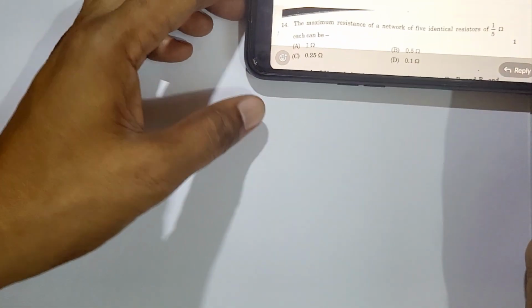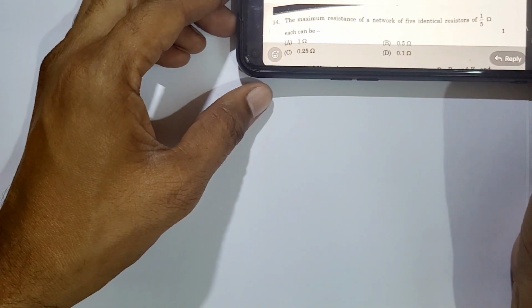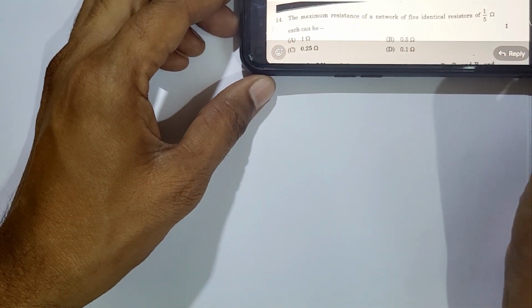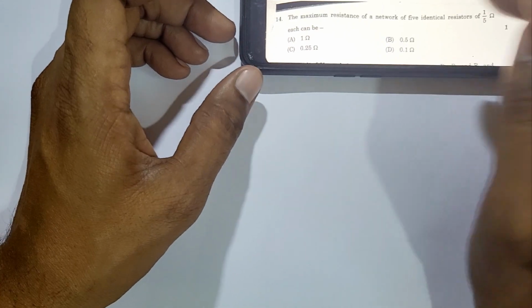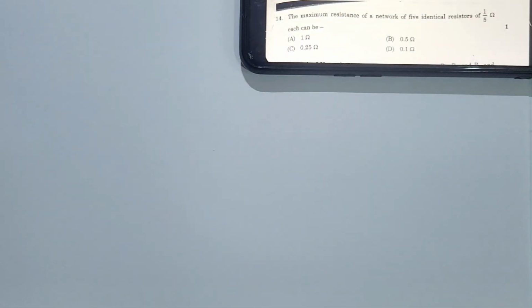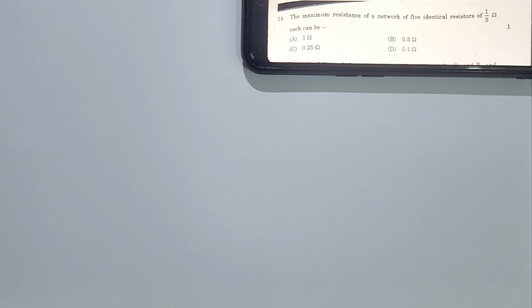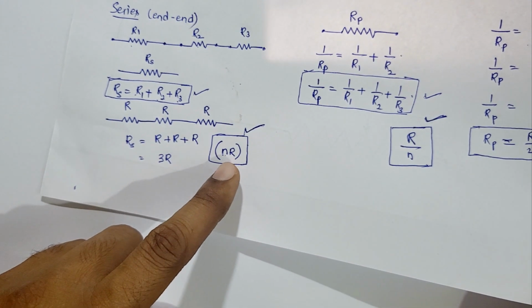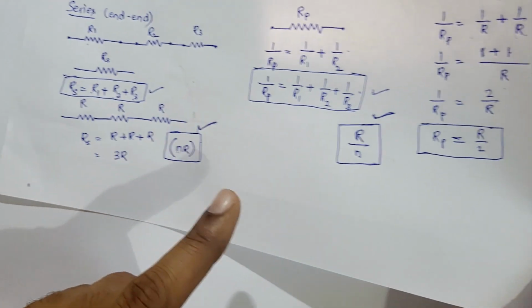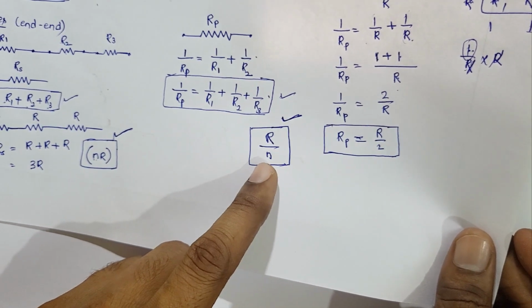Now see. The maximum resistance of a network of 5 identical resistances of 1 by 5 ohm. They want us to find the maximum resistance. When will the resistance be maximum? When we connect in series. See, it is here itself. When we connect the resistances in series, the resistance becomes N into R. When we connect resistances in parallel, the resistance becomes R by N.